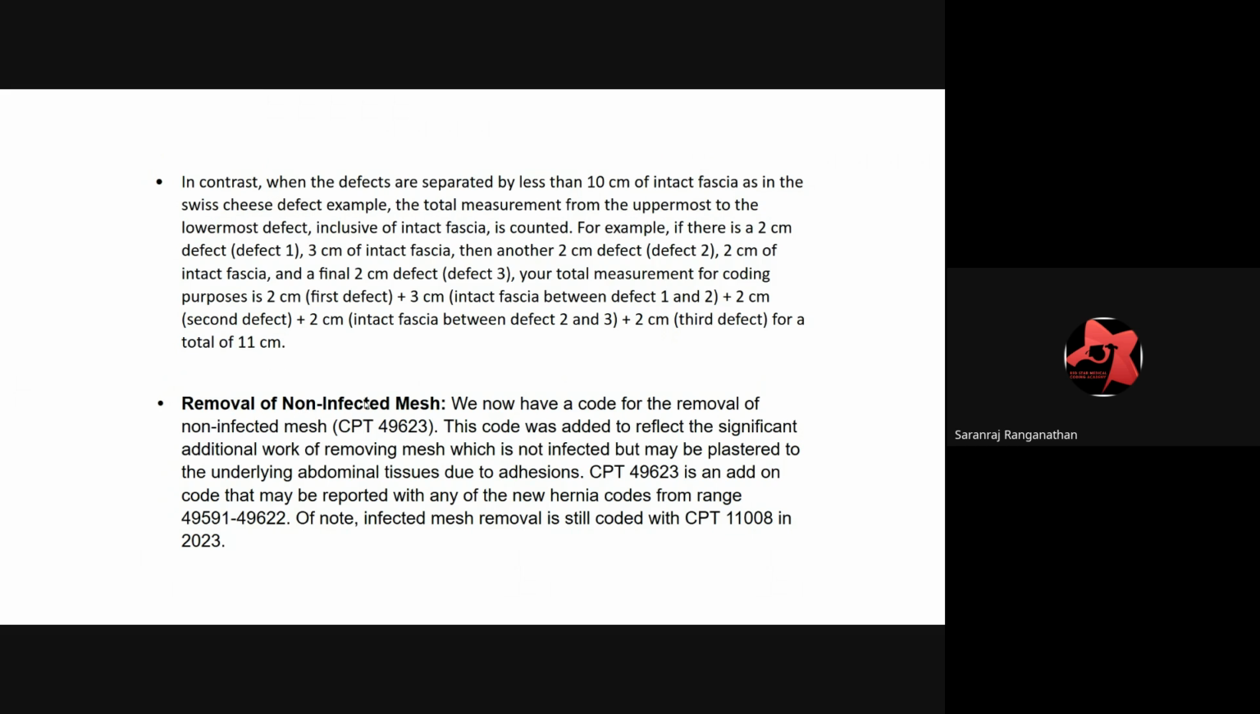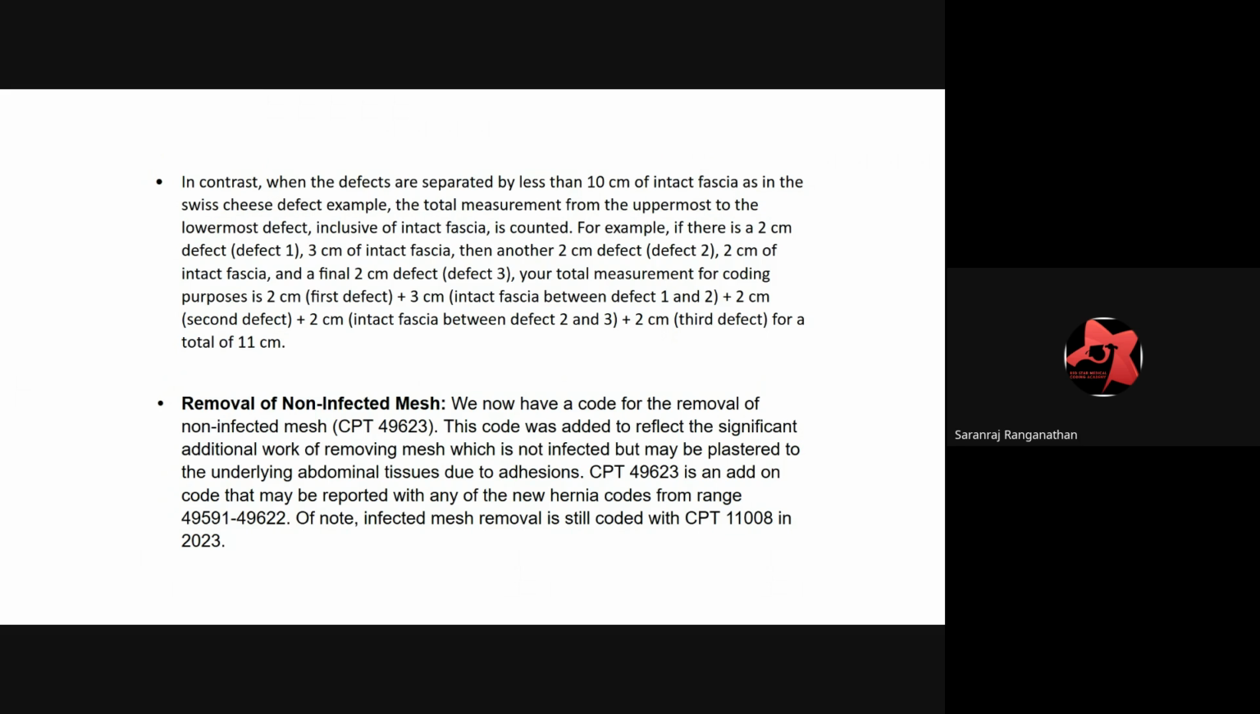So, removal of non-infected mesh. Sometimes the mesh is placed and at some place it may get infected and they will replace it. Sometimes the patient themselves want to remove the mesh. If they want to remove the mesh, we have to use CPT 49623. Okay. So for removing that mesh, we have to check this one. And for infected mesh removal, a specific code will be there. That one we have to use.